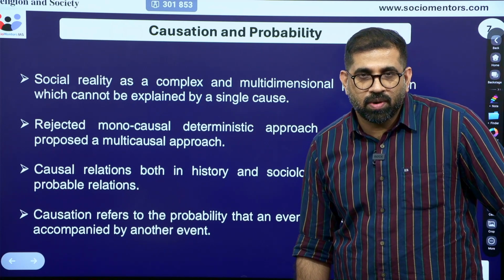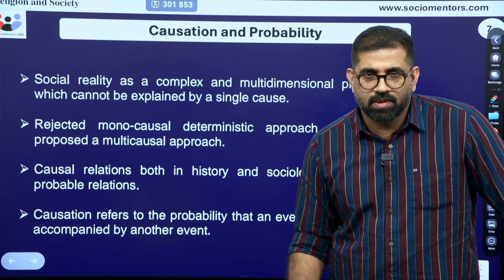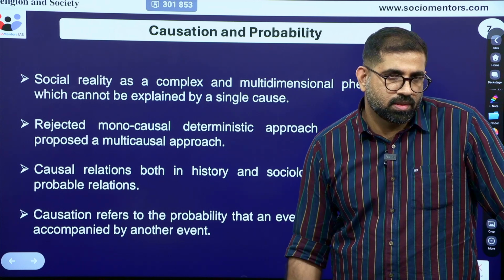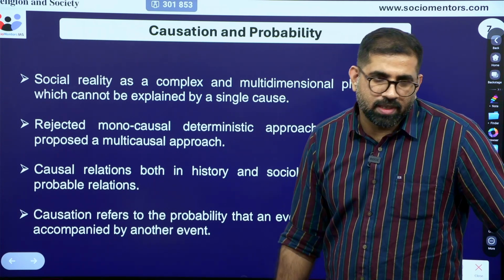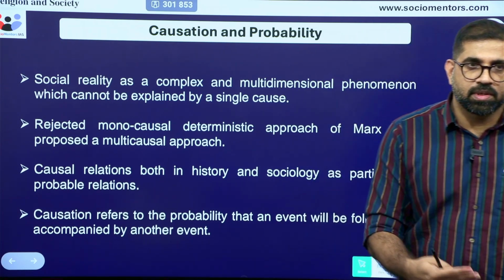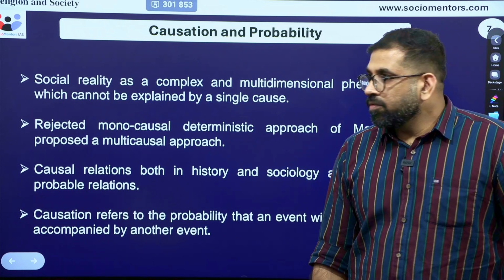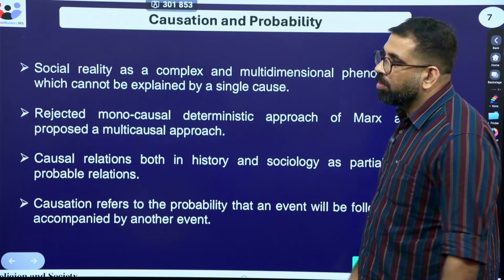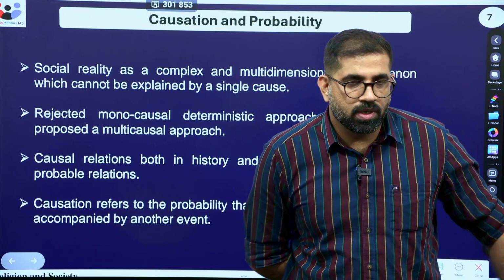Now, this is actually simple because when it comes to Weber's portions, I think generally the portions are easier to understand, except that of ideal types, which is what I have seen students have some problem with. Other than that, all the remaining portions are very easy. Next, we have to discuss causation and probability. So what is causation and probability?